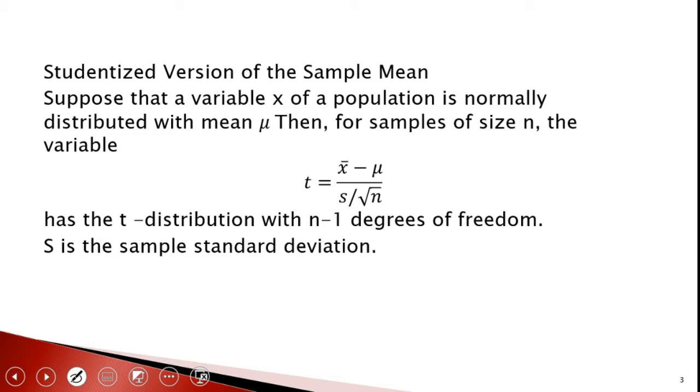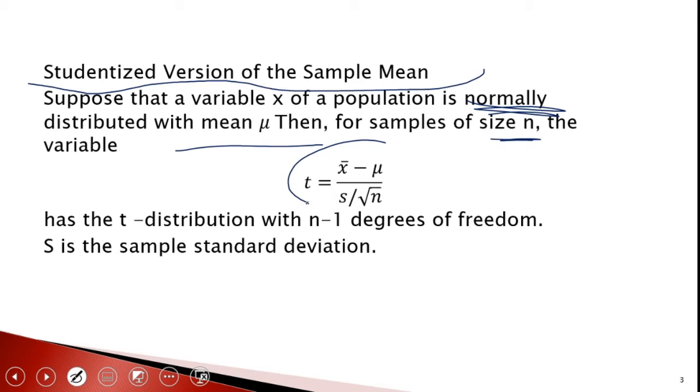We call this the studentized version of the sample mean, because normally we call this T table or T value the studentized T value, standardized T table, something like that. So that's why it is the studentized version of the sample mean. Not standardized. The standardized case we did last time in 8.2, but here since we don't know sigma, we have to use the studentized version. Suppose that our variable x as a population is normally distributed with mean mu, then sample size n.